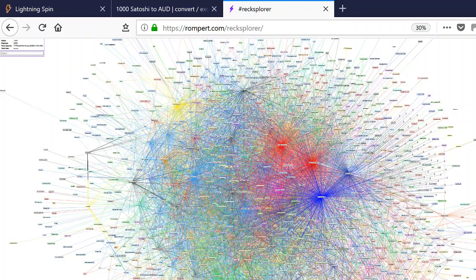This diagram here represents people that have put money into Lightning nodes. They can transact between each other and anybody else who happens to be connected to another node they're connected to, provided there's enough money in the network.